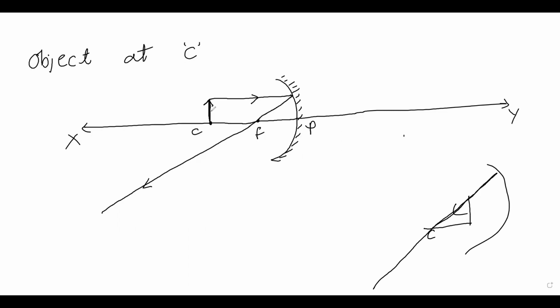Why? Because the object is itself at C. If object is in front of C, you can say that the ray passing through the center of curvature will move back in the same direction. You can draw one ray. You can use that rule. But now object is at C. Object C के पास है तो आप second rule use नहीं कर सकते. रे C से पास ही नहीं हो सकता.